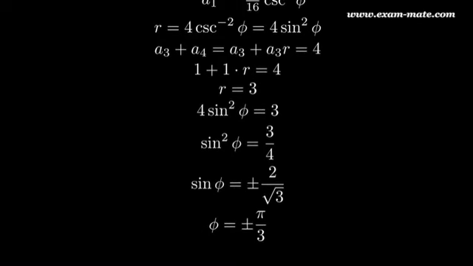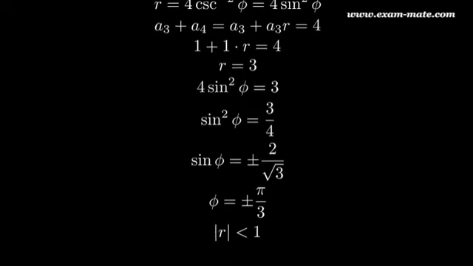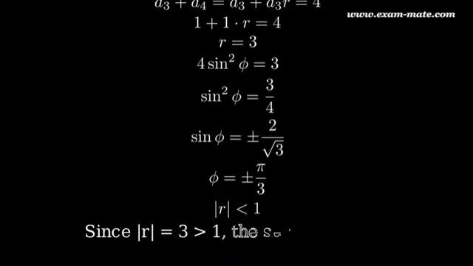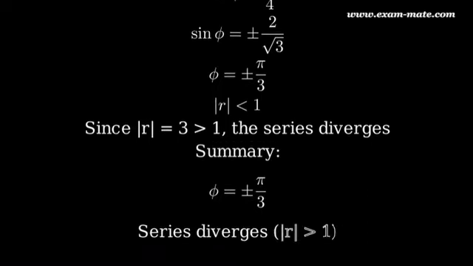For part 2, we need to determine if this progression has a sum to infinity. A geometric series has a sum to infinity only if the absolute value of r is less than 1. Since r equals 3, which is greater than 1, this series does not have a sum to infinity. To summarize, we found that phi equals plus or minus pi over 3, and we determined that the series diverges because its common ratio is greater than 1 in absolute value.